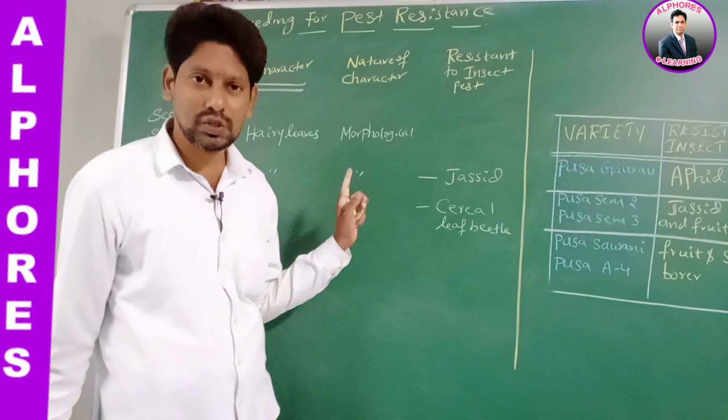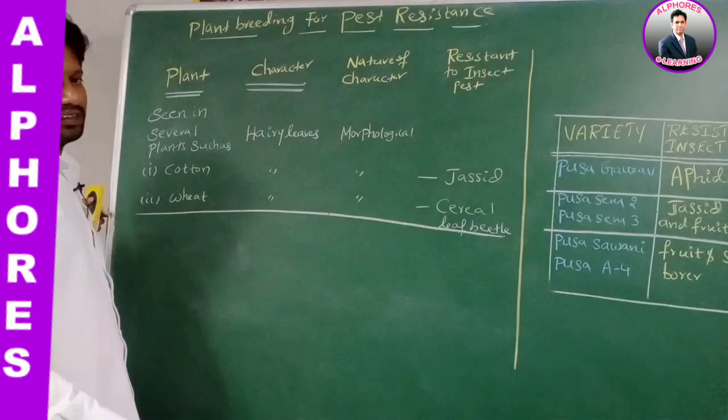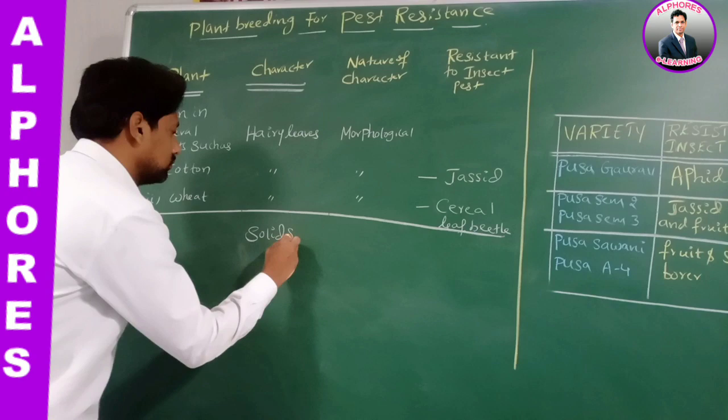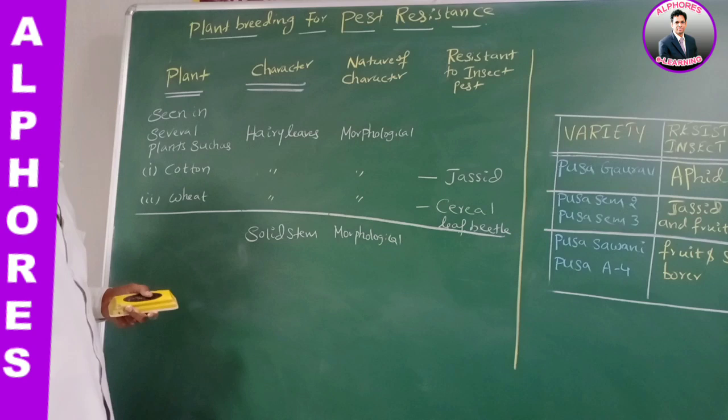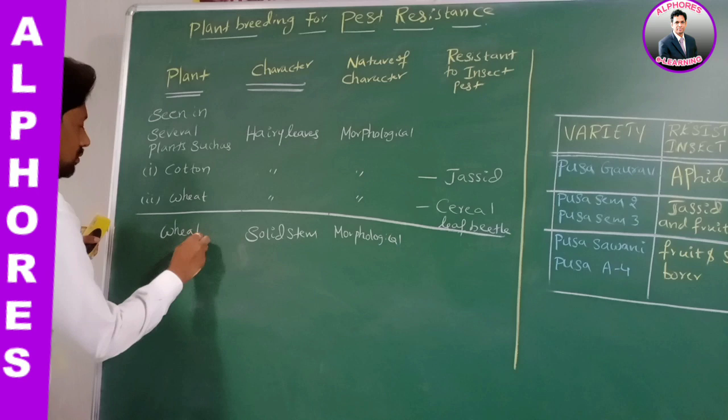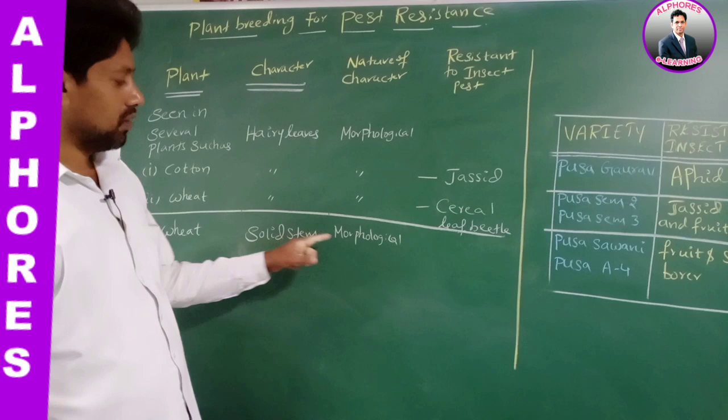What is the next character, sir? Solid stem. Solid stem is also which character? Morphological character. Where can we see the solid stem, sir? It is present in the case of the wheat plant. Solid stem, morphological character, present in the wheat plant.